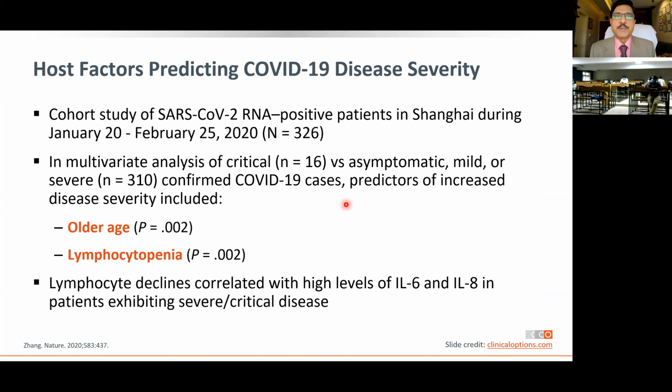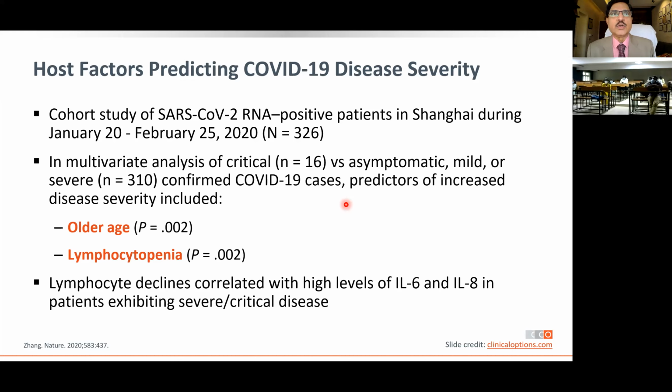Host factors predicting COVID-19 severity. Can I predict whether a particular patient is going to be severe or less severe? One thing is the comorbidity. Second thing is the age. And third thing is the lymphopenia early in the disease.